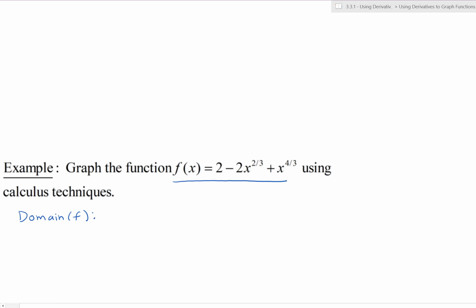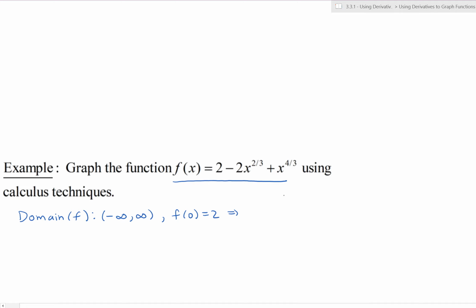The domain of the function here, we'll notice we have all odd root functions, right? We have a 2/3 power and a 4/3 power going on the powers of the x's, and hence the domain of this function will be all real numbers x, or negative infinity to infinity. Note also, f of 0 is 2.